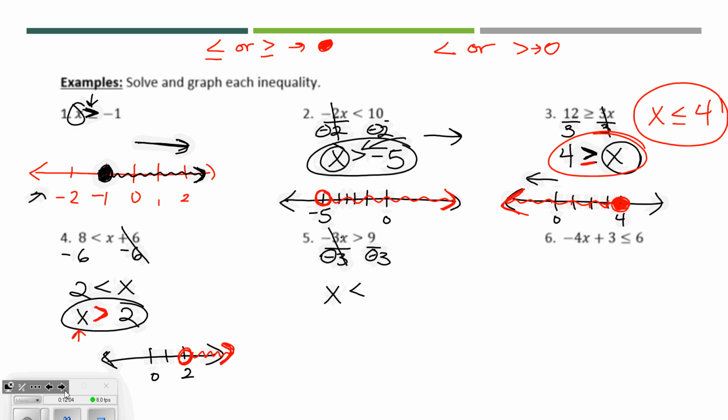9 divided by negative 3 is negative 3. And then I graph. So 0, negative 1, negative 2, negative 3. This is a less than, not a less than or equal to, so I would have an open circle. And if x is less than negative 3, I would shade down to the left.